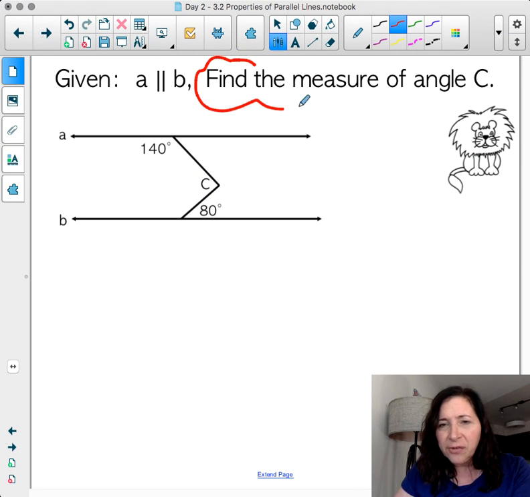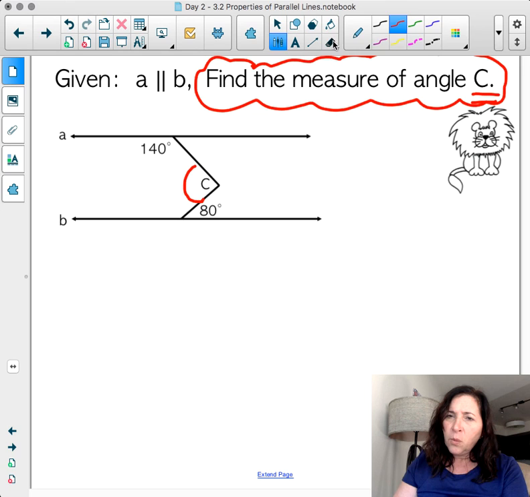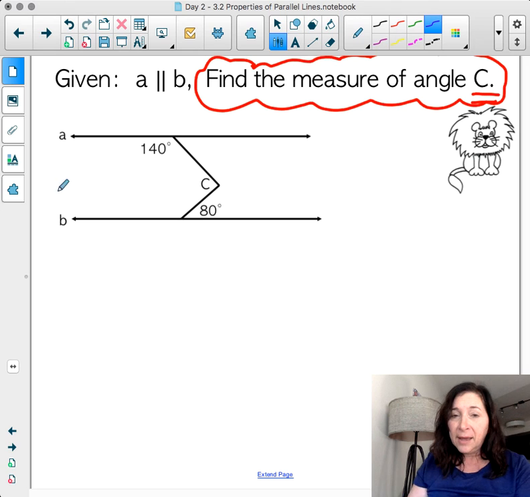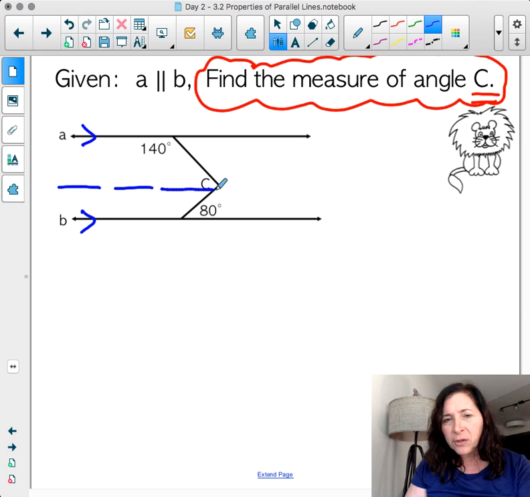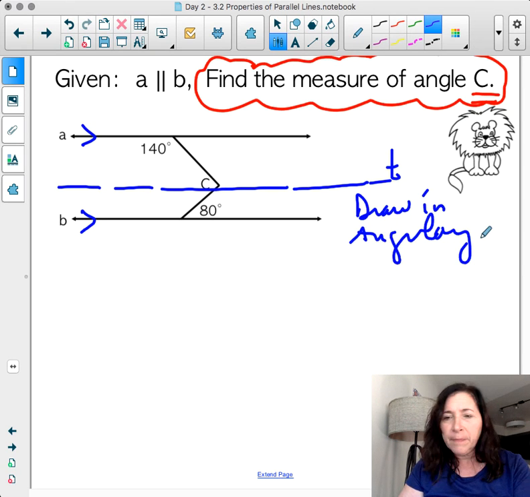So next problem, find the measure of angle C. Now this is kind of interesting right here, because you need to read the question, because a lot of people don't realize that C is actually this entire angle here. What I do want to say is the best way to do this, if you're not sure, again, always remember parallel lines. We're given that A and B are parallel. I would draw in an auxiliary line, let's call it T. So I would say draw in auxiliary line T.